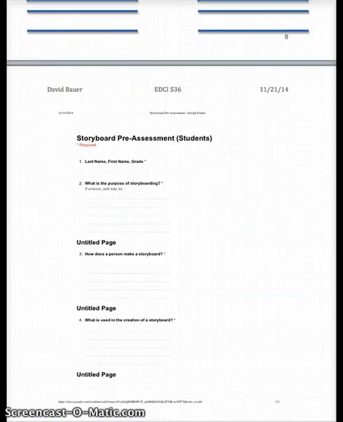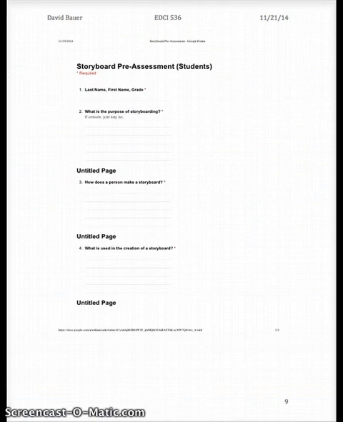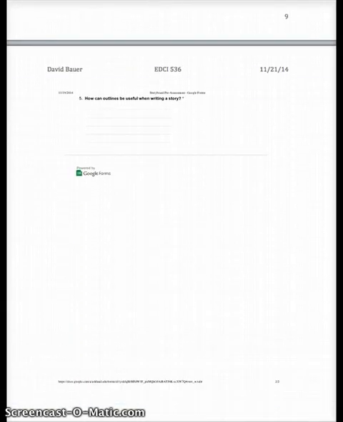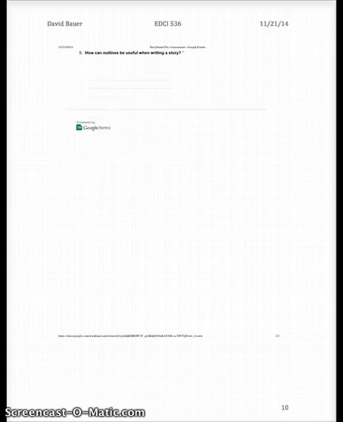The last thing that students were responsible for before they started the lesson, here is the pre-assessment that I gave them, where they just told me if they knew what storyboarding was and what it was used for, and what it could be useful for. A lot of kids didn't do very well on this just because they had no idea what a storyboard was.